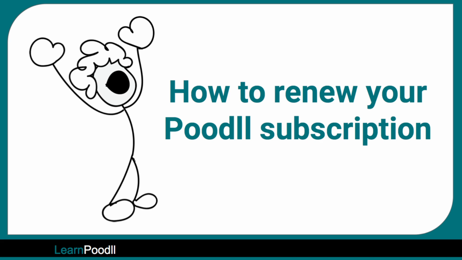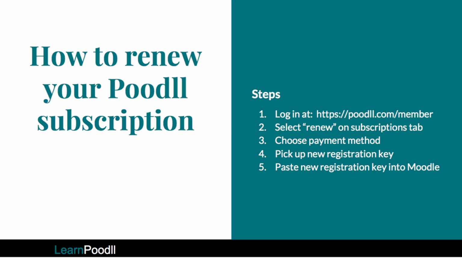This is the Poodll guy, and I'm going to explain how to renew your Poodll subscription. First, you'll need to go to your members area on Poodll.com. There you'll be able to select Renew, choose your payment method, and after you've paid you'll be able to pick up your registration key and you'll paste that into Poodll.